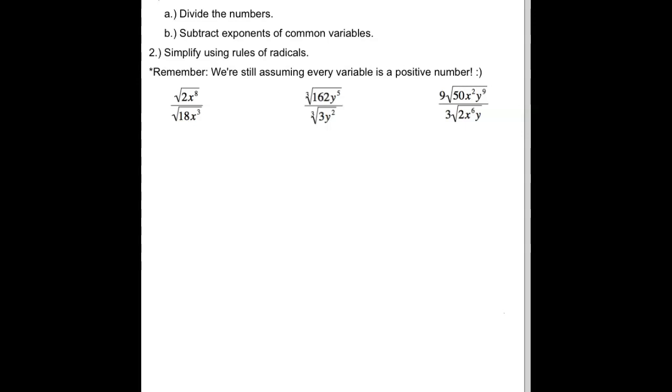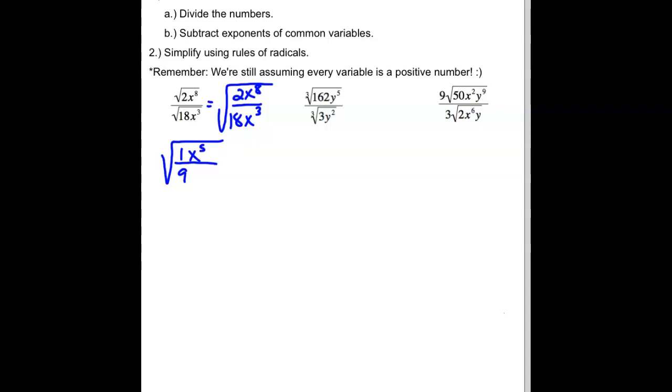All right, so for the first one, notice they are both square roots. So I'm going to rewrite this as one big square root. I have a 2x to the 8th in the numerator, and I have an 18x cubed in the denominator. And then I'm going to look at the front numbers, those coefficients, the 2 and the 18. I could reduce that to 1 and 9. I'm looking at the x's, and if I have 8 of them on the top and 3 on the bottom, I have more on top, and I have an extra 5 of them. If I took 3 off of both, I have an extra 5 in the numerator.